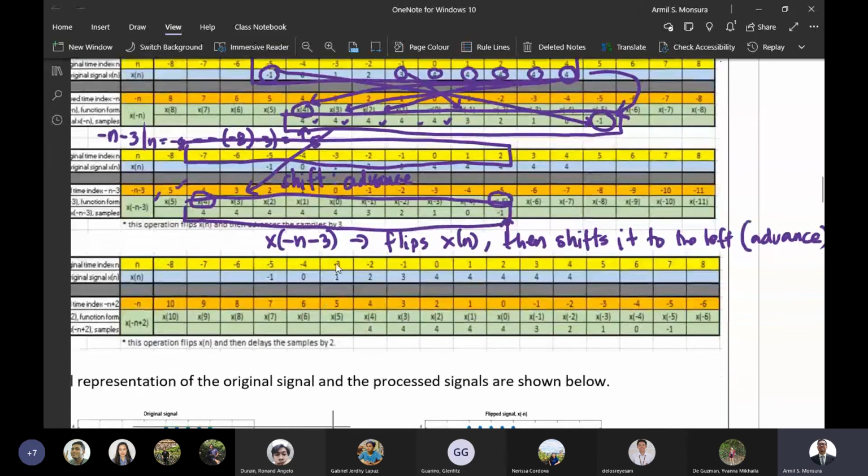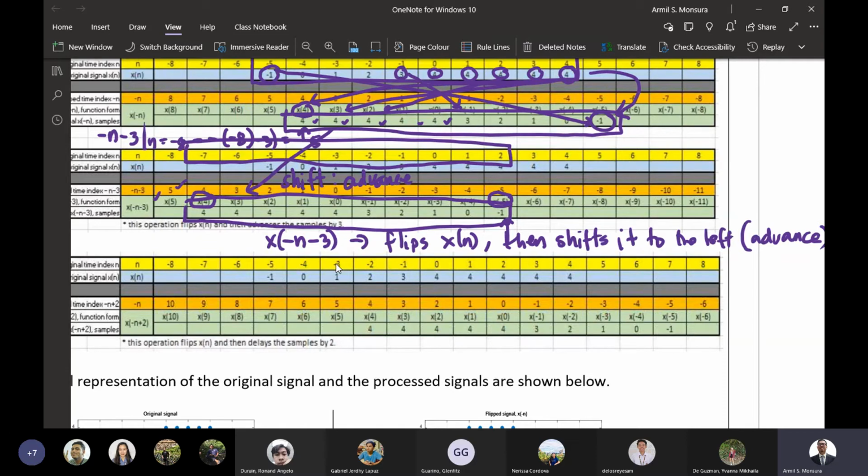So far, may questions ba? May questions ba kayo? So, ayun, yun yung nangyari, no? So, x of -n minus 3 is flip and advance pala. Okay? So, ayun.